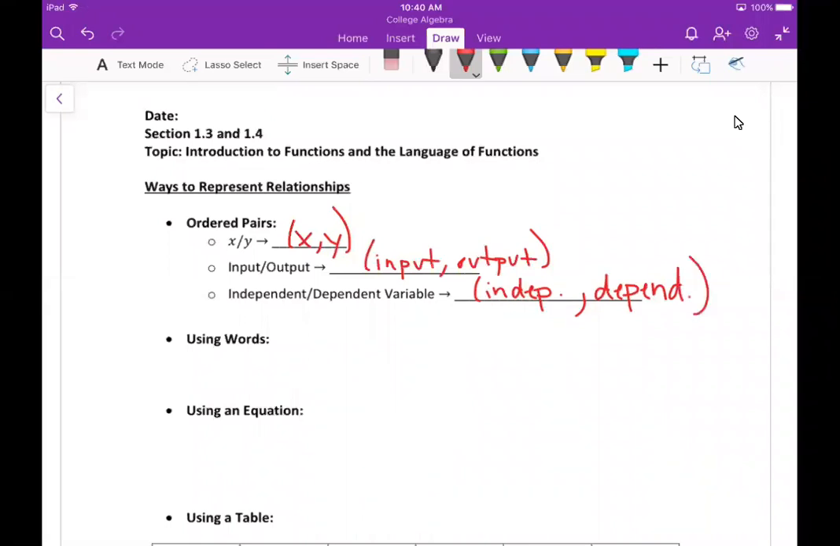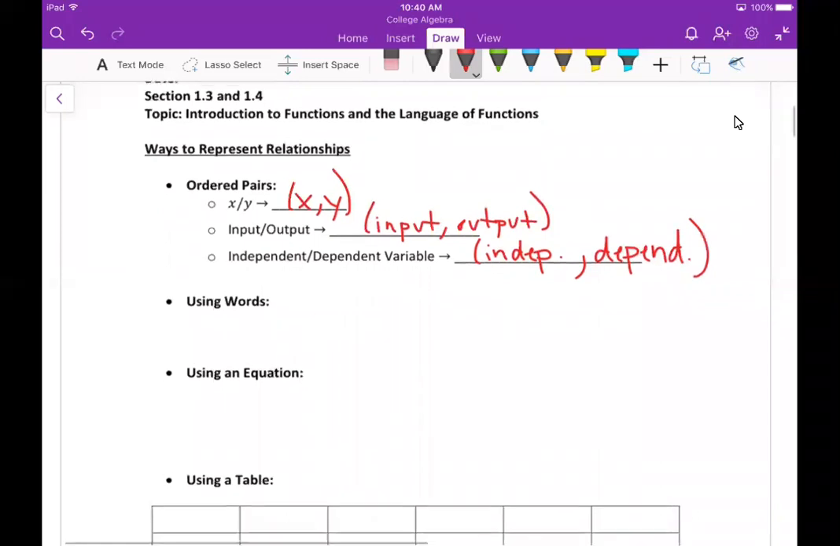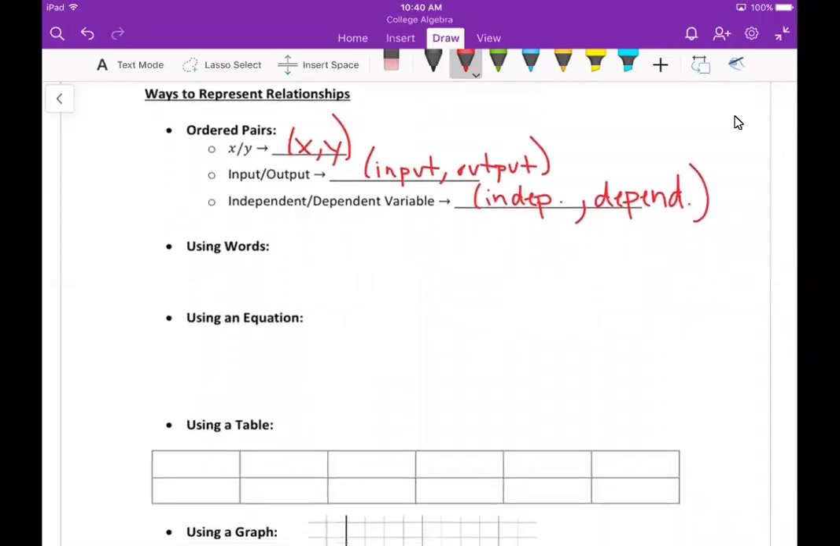So we talked about that last time, and we're looking at that here. Now, a few new ways that we're going to look at in these sections to talk about relationships are using words, equations, tables, and graphs. So we can summarize those relationships in these four new ways. I'm going to give you an example of how we would talk about a relationship in words.